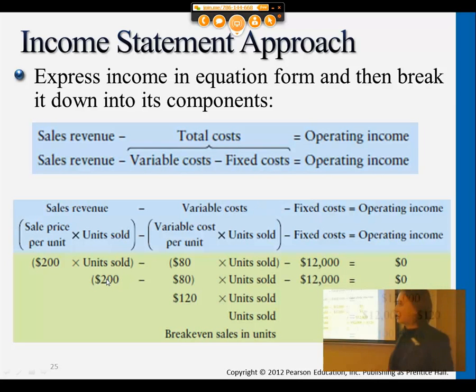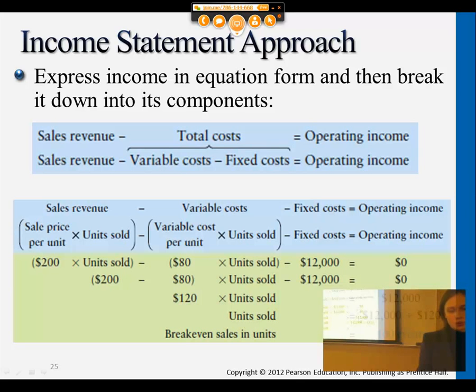So what am I going to do right now? Out of these two, I'm going to move my units sold out of the brackets. Now I have 200 minus 80, and then multiplied by units sold. Does this make sense? Minus 12,000, my fixed cost. My operating income is still 0. Now I'm going to rearrange all of that to figure out how many units I need to sell to break even. So I have 120 multiplied by units sold, and I'll move this 12,000 to the right.